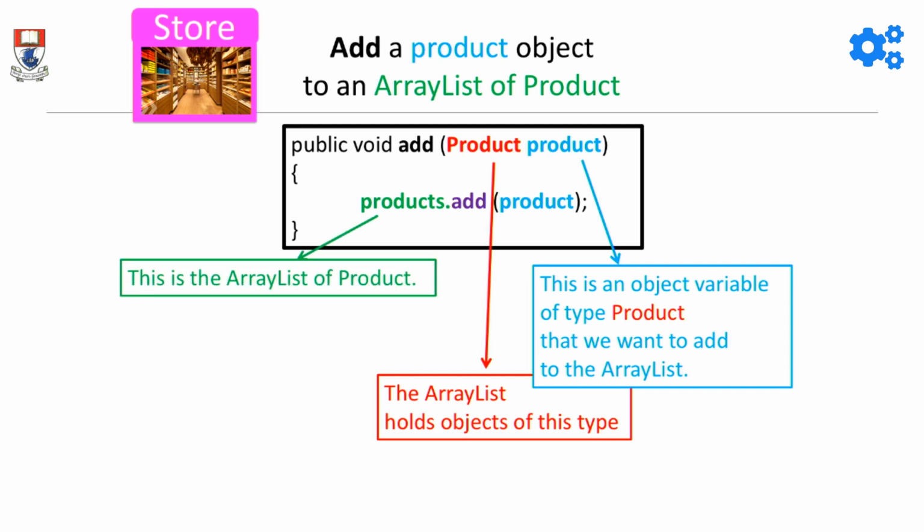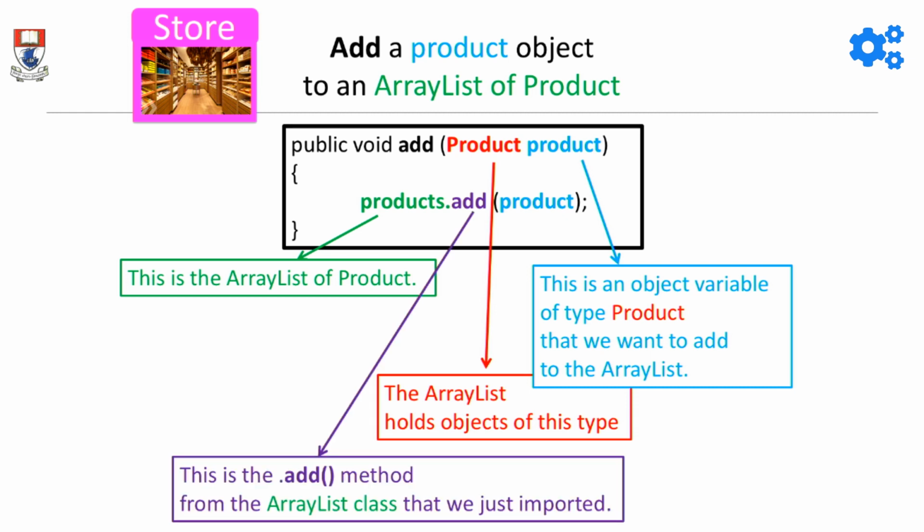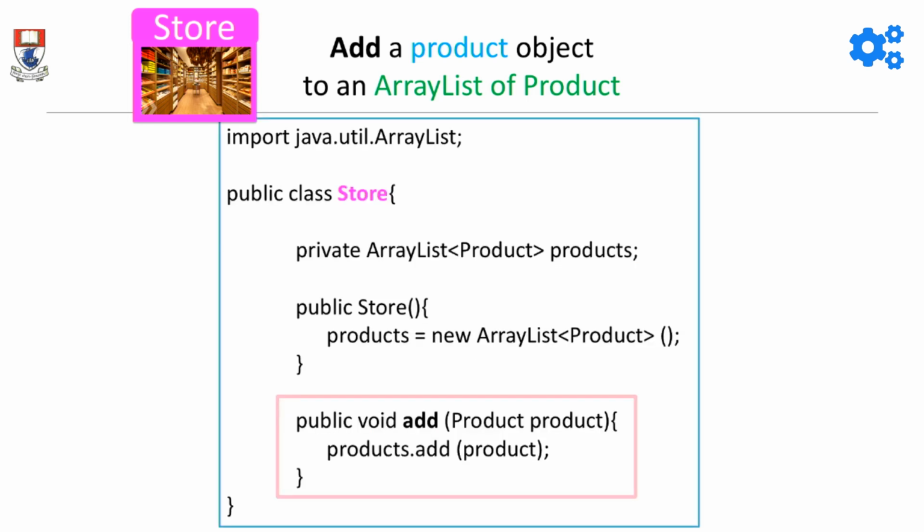And then in green, this is the array list of products. The add method is a method that comes with the ArrayList class, i.e. collections. A lot going on there. You may need to take time to process that. Okay. So we're adding a product object to an array list of product.